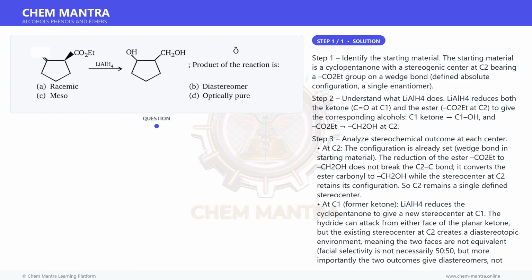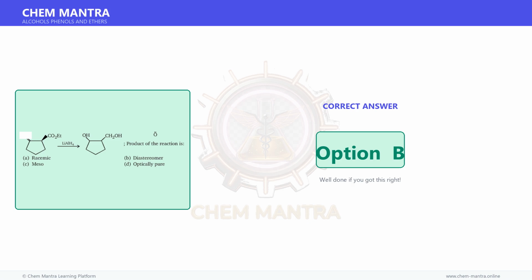B. Diastereomer. The reaction produces two products, cis and trans isomers of the 1-hydroxy-2-hydroxymethyl cyclopentane, that are diastereomers because they share the same configuration at C2 but differ at C1. Therefore, the correct answer is B.